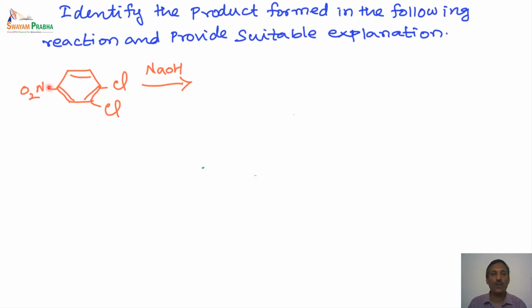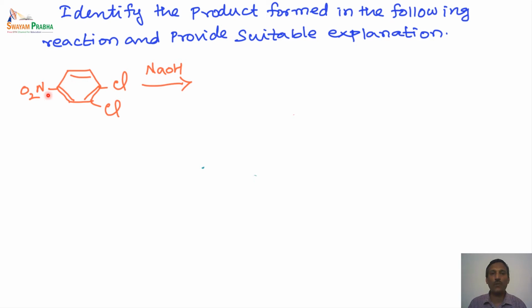Now we have a dichloro-nitro derivative as shown here. We need to identify the product formed in the following reaction, and we also need to give a suitable explanation for the product formation. So this is nothing but we have a strong nucleophile, OH minus. We have a good leaving group, so that means we can expect a nucleophilic substitution reaction. Moreover, we have a nitro group, which is an electron withdrawing group, that also facilitates nucleophilic substitution.